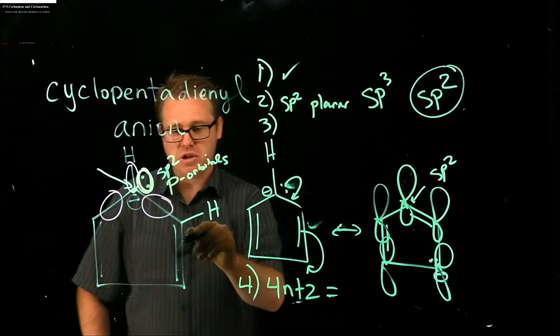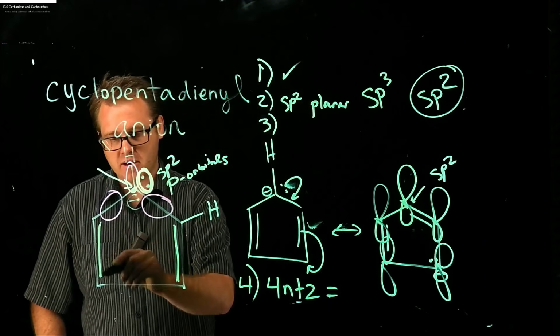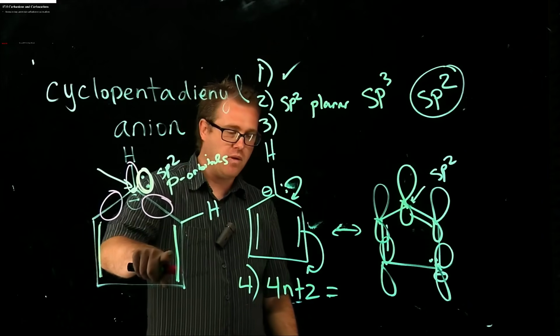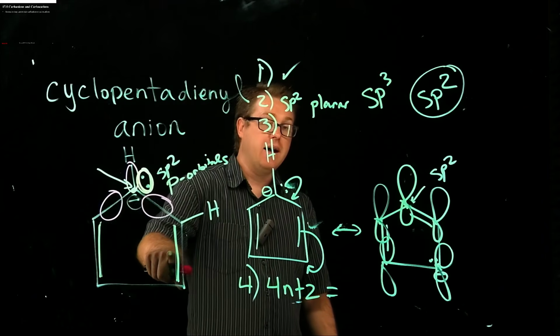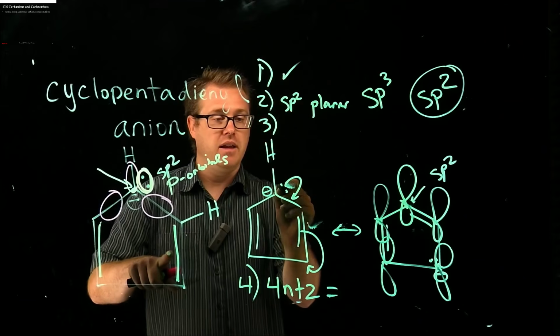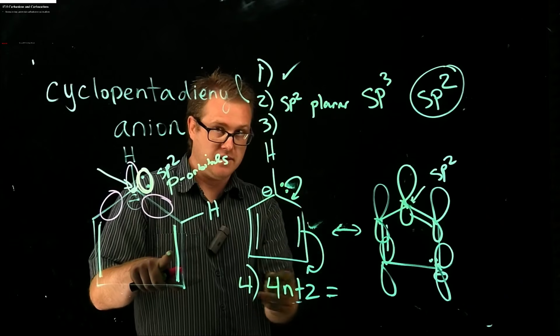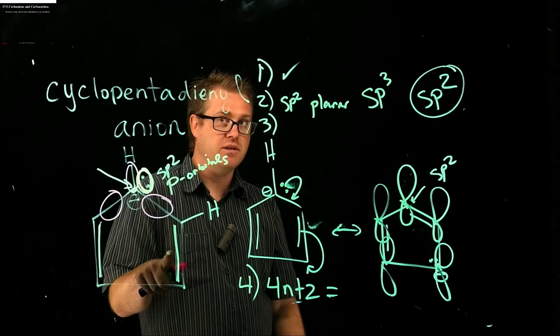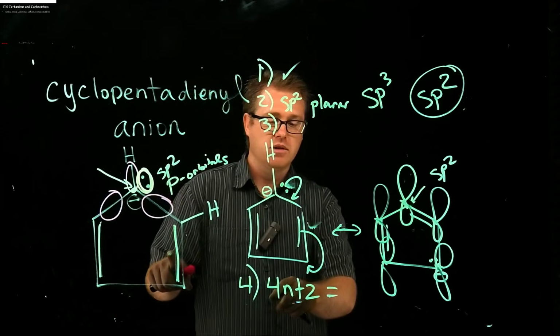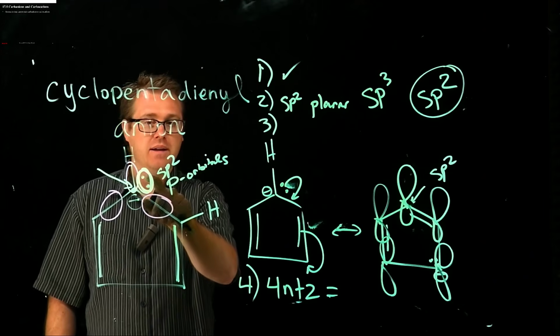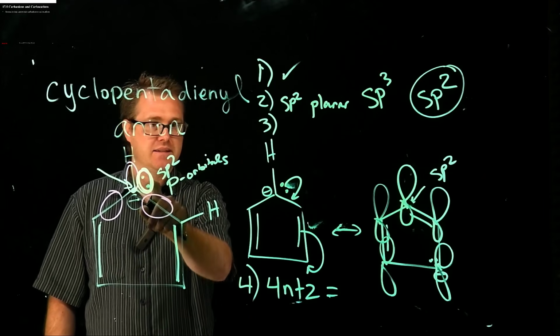In previous examples, I told you to count how many electrons are in the double bonds. That there's 1, 2, 3, 4. But if the lone pair is involved in resonance, you have to count that lone pair as well. So what we have is 2, 4, 5, 6.